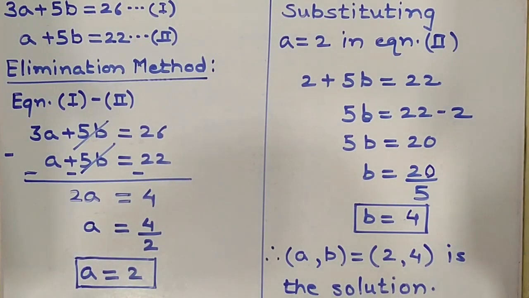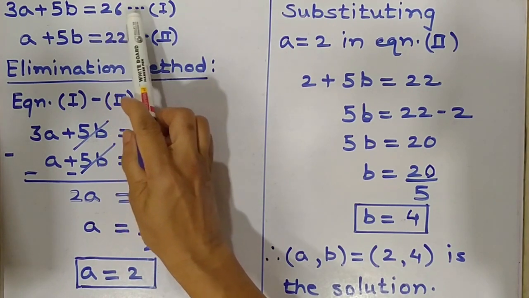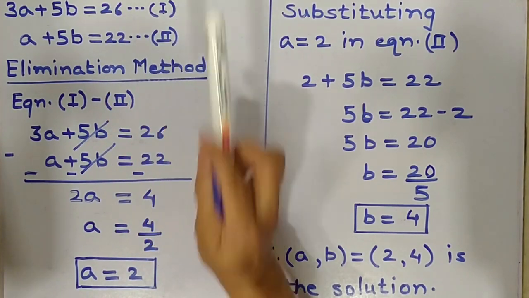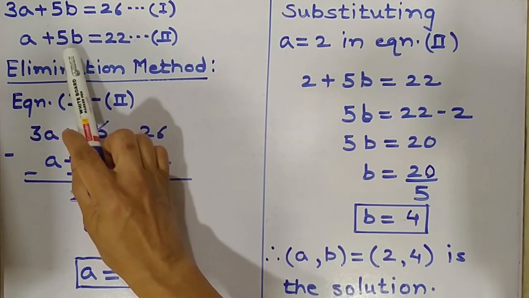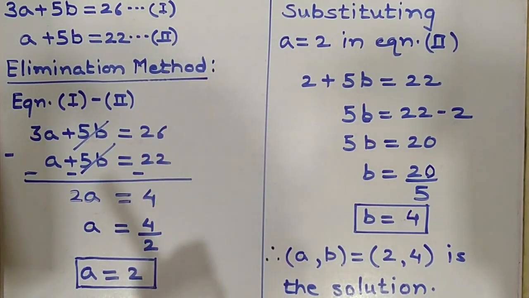Hello, this is Maths paper 1, chapter number 1, linear equations in two variables. Exercise 1.1, question number 2, sum number 1. See, we have solved these types of sums in 9th standard. We'll revise this. 3a plus 5b is equal to 26. We'll number this as equation 1. a plus 5b is equal to 22. We'll number this as equation 2.